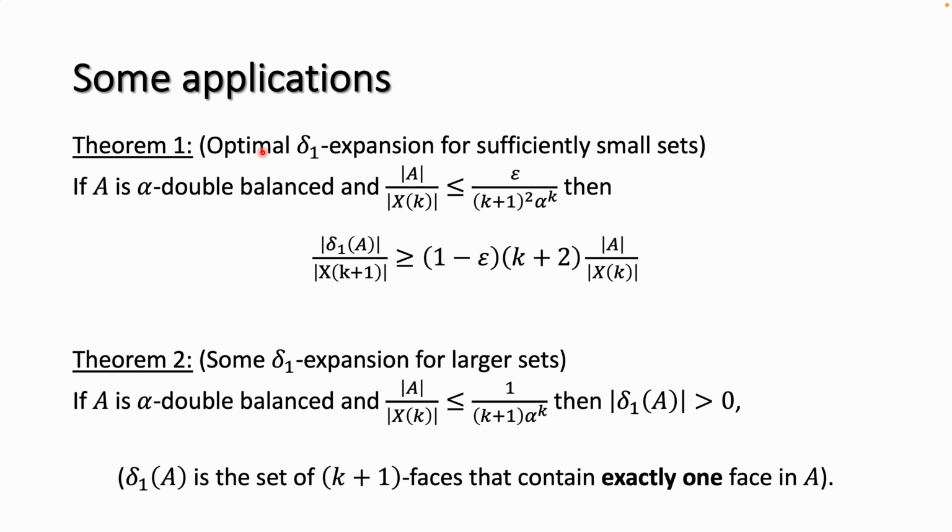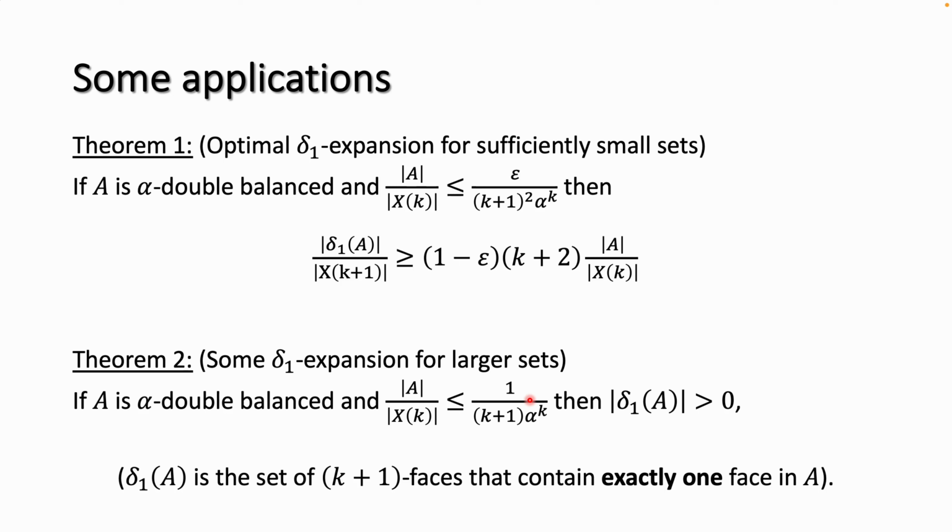And also, if we look at some larger sets, here the size has to be smaller than epsilon over alpha to the k. Here it's close to 1 over k plus 1 alpha to the k. So if it's small but larger than before, then we have some delta 1 expansion, meaning the delta 1 of A is larger than 0. So we have some delta 1 expansion for small sets, but larger than before. And why is this important? It's tightly related to the size of cohomologies.